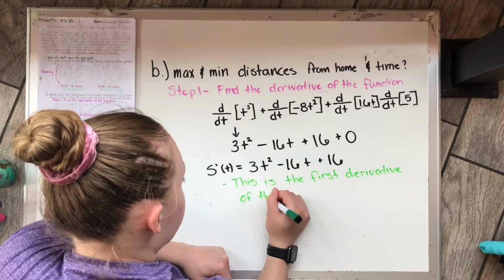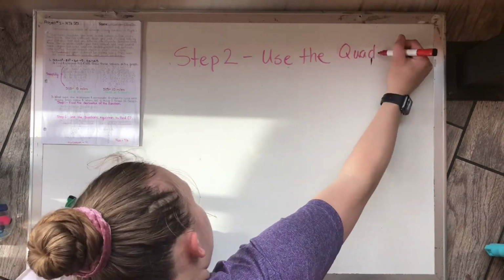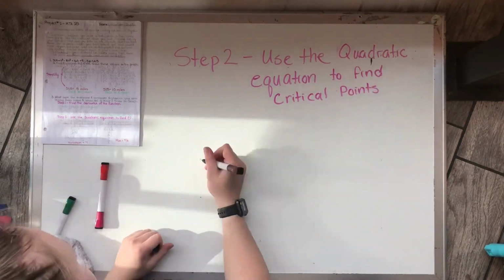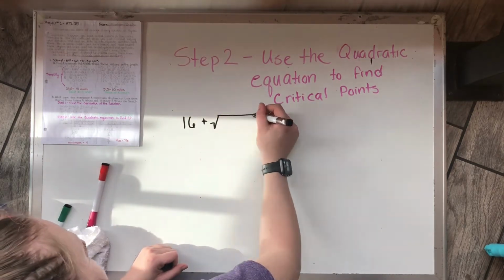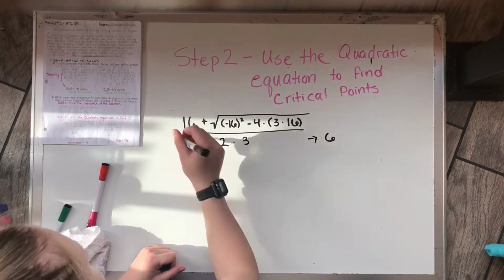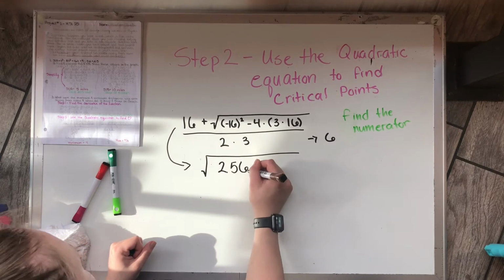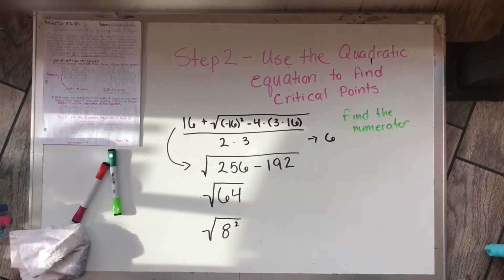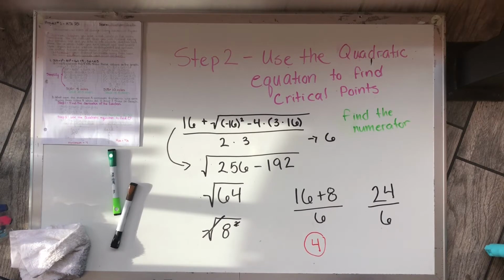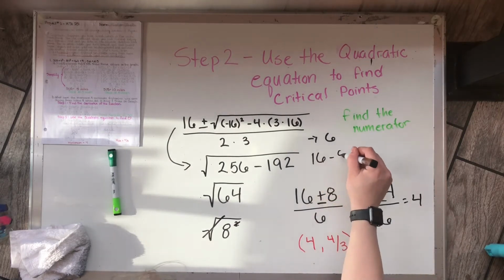Step 2 is use the quadratic formula to find the critical points, or the minimum and maximum of the graph. So you plug in the derivative of the original equation, and that would be 16 plus or minus the square root of negative 16 to the power of 2 minus 4 times 3 times 16, in parentheses, all over 2 times 3, which is 6. Then you solve the numerator and put it over the denominator at the end, and the first, the plus, is 4. And I messed up here a little bit. And then the subtraction part is 4 over 3.